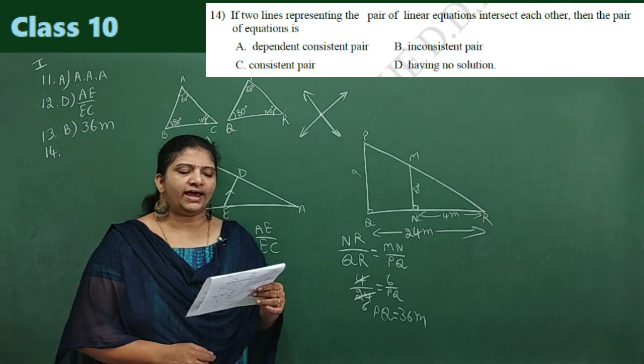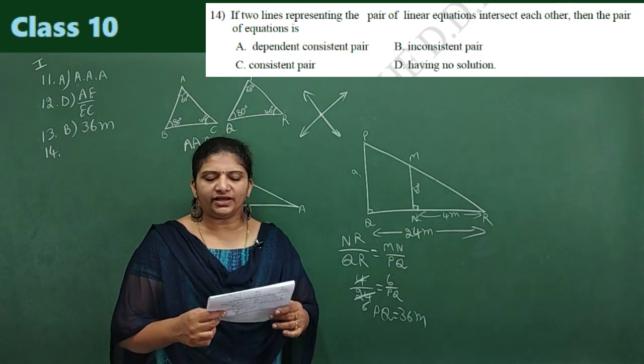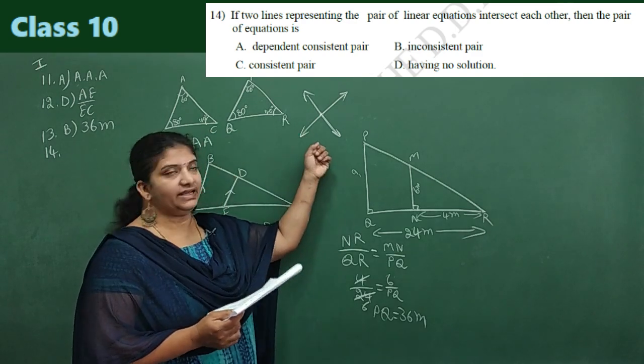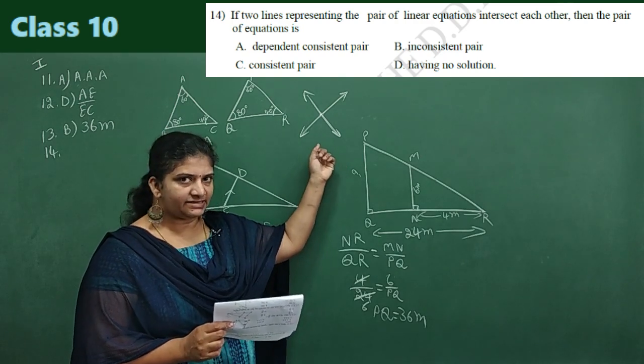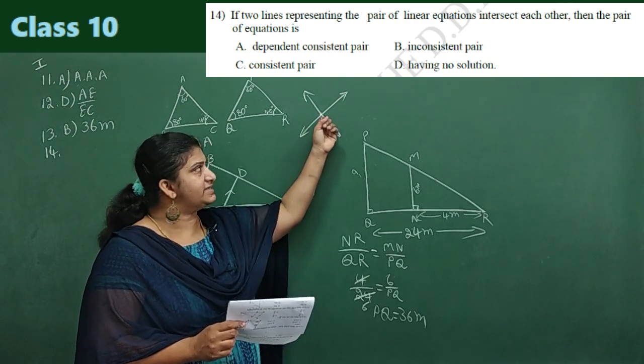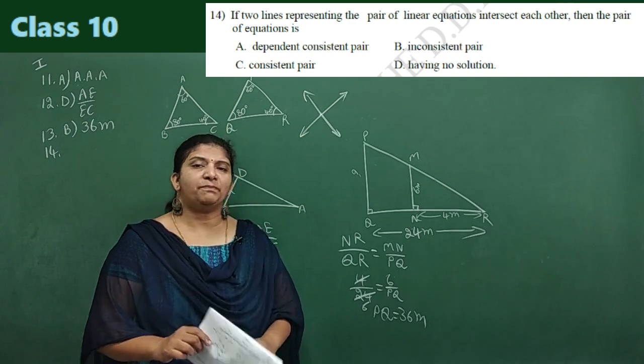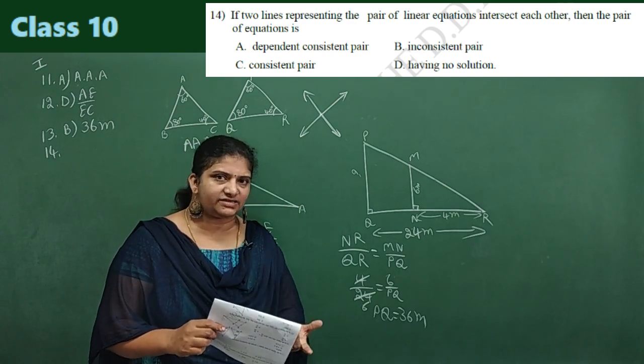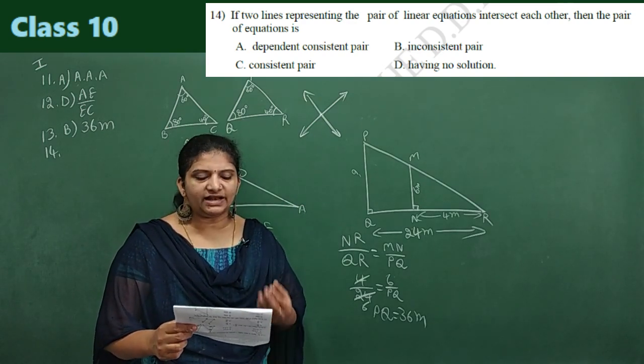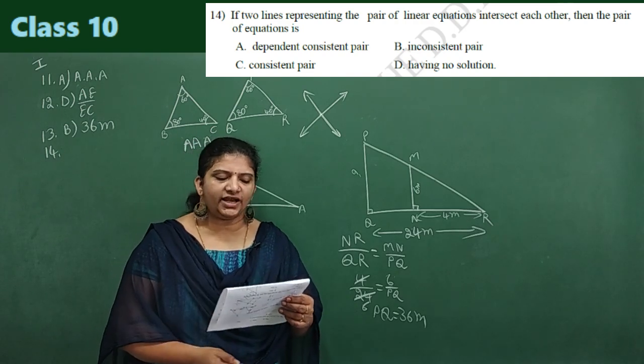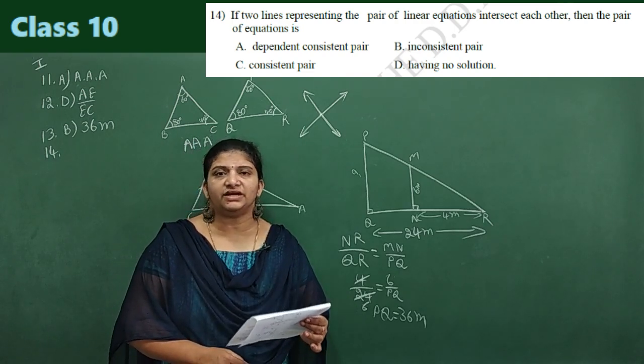14th one, if two lines representing the pair of linear equations intersect each other, like this they intersect, right? Two lines intersect each other, then the pair of equations is. We have four options. Let us see the options. Option A, dependent consistent pair.